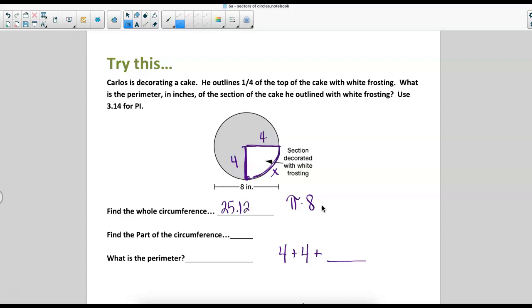I don't want the whole thing. How much do I want? 1/4 of it. So what do I have to do with that number? Divide it by 4. So 25.12 divided by 4 is 6.28, so 6.3. That's the number that goes in this blank. So the perimeter, 6.3 plus 4 plus 4, is 14.3 inches. Done.